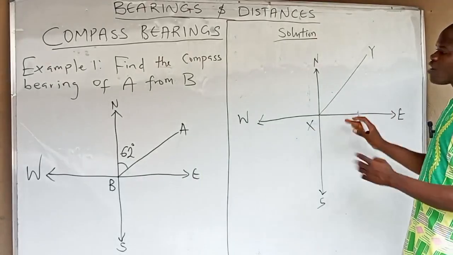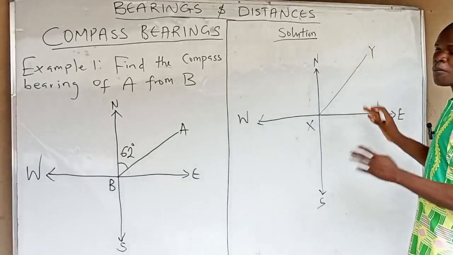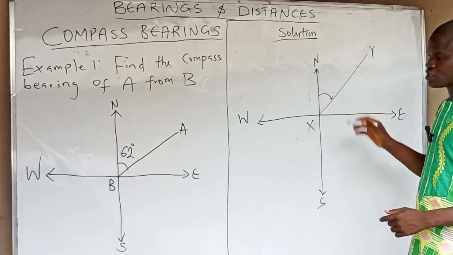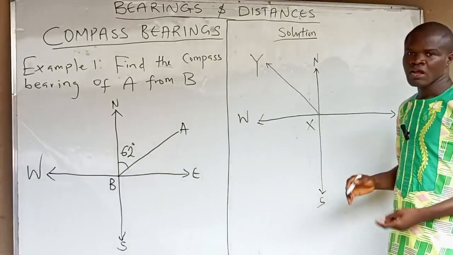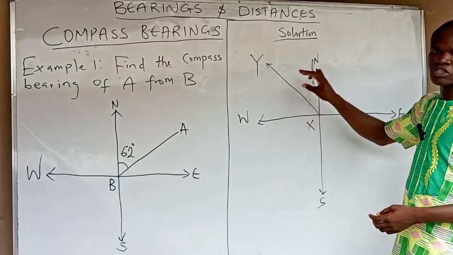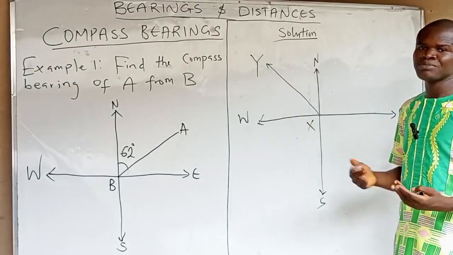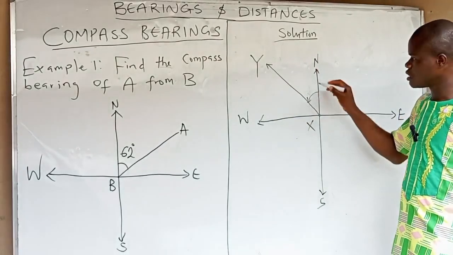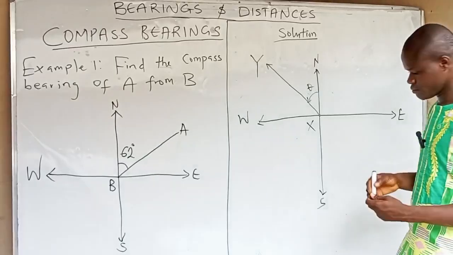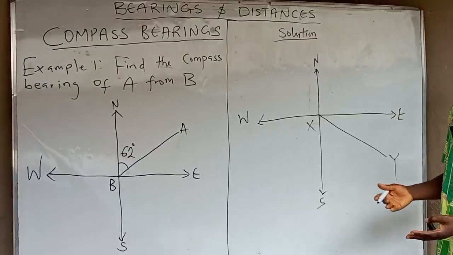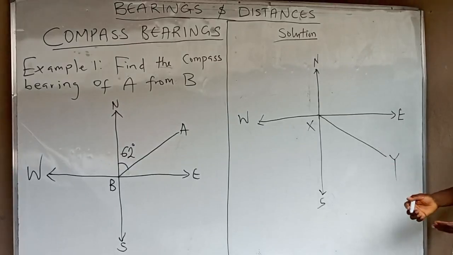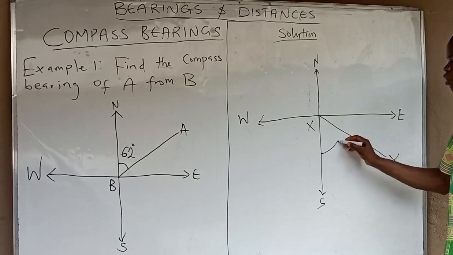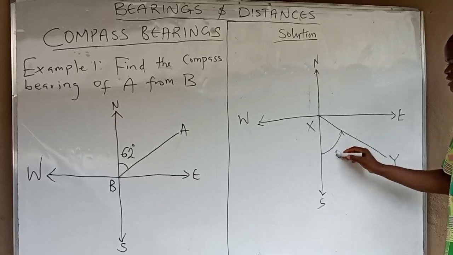When an object is found in the northeast direction, compass bearing measurement must start from the north towards the east. So this is our angle in this case. When an object is found in the northwest direction, a compass bearing measurement must begin from the north towards the west, and this is our angle theta. When an object is found in the southeast direction, then the compass bearing measurement must begin from the south towards the east, and this is our angle theta.